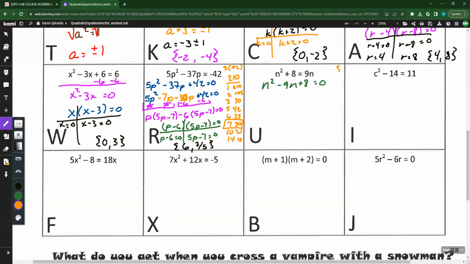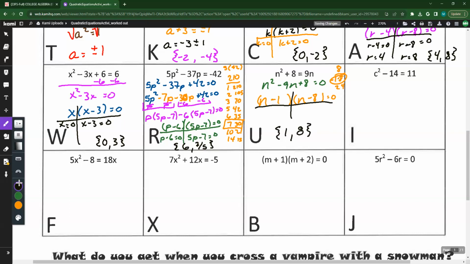So my factors of 8 are 1 and 8, 2 and 4, and that is it. This is the one I want, and I want them both to be negatives. There's a lot of negatives on this page. All right, so this is going to be n minus 1 and n minus 8 equals 0. Solving each one of these, yada yada. I know. You get the answers of 1 and 8.